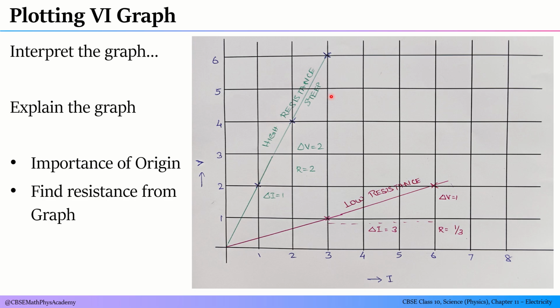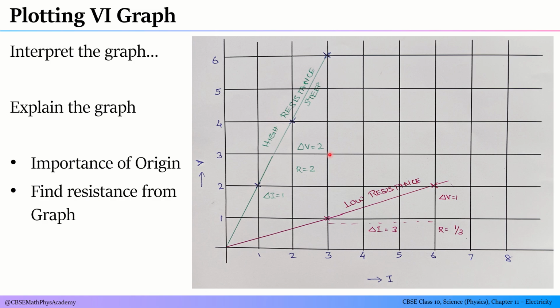When I plot this in a graph, there are a lot of interpretations. As I said, 0 current, 0 voltage, so the graph starts at the origin. When you are given a graph like this, the steeper one is the line corresponding to high resistance, that is resistance value 2. A relatively flatter line corresponds to lower resistance, that is resistance equal to 0.67, that is 1 by 3.